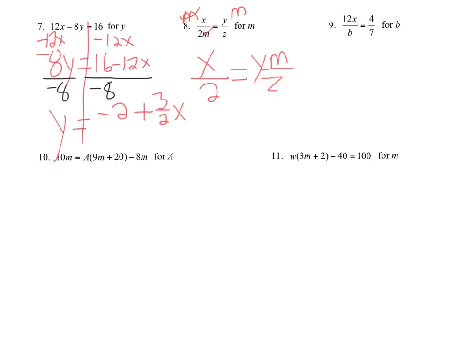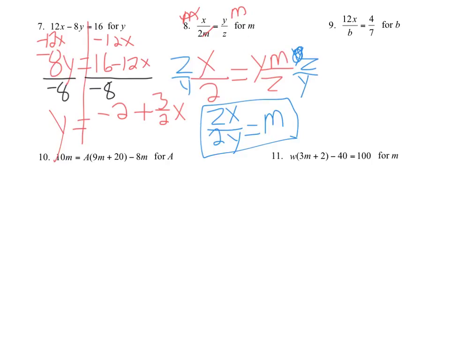You can do this in one move or two moves. If you do it in one move, you're going to multiply by the reciprocal. If you do it in two moves, you're going to multiply z over here and then divide by y over here. Here's what it looks like. I multiplied by the reciprocal, which is z over y. And so now I have zx over 2y, and m is by itself.